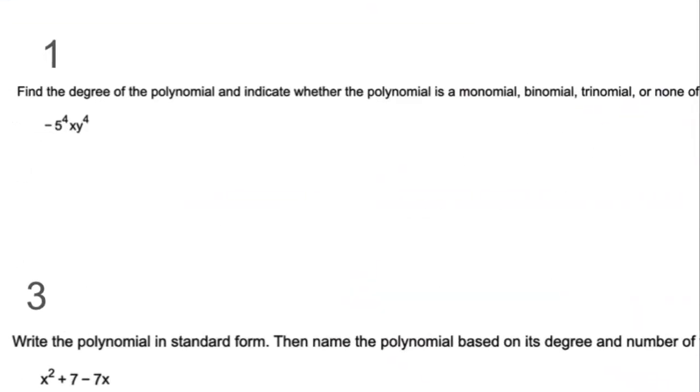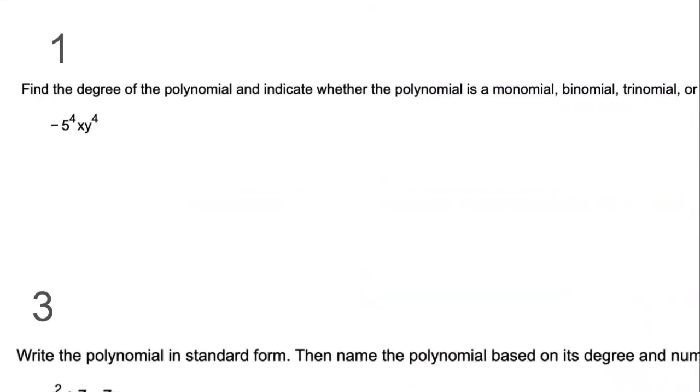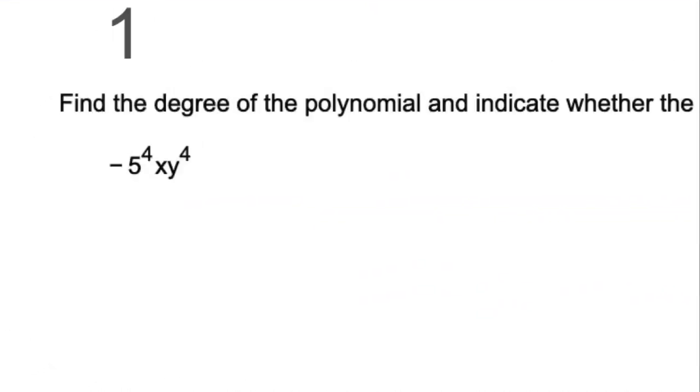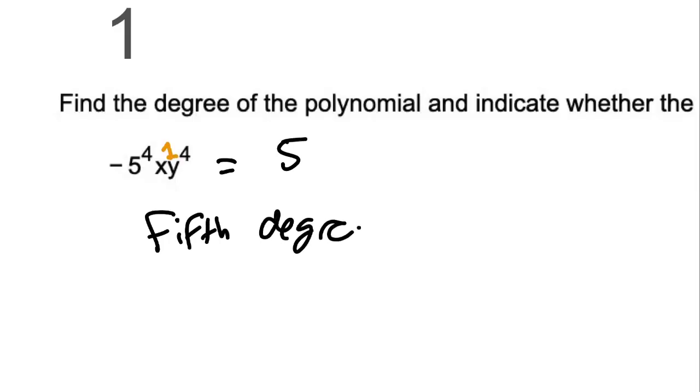So on the back page, number 1 says find the degree of the polynomial and indicate whether the polynomial is a monomial, binomial, trinomial, or none of these. So we're only going to count the imaginary one that's on the x and the y to the 4. So what's the degree in this case? 5. So this is called a 5th degree. So this is the degree.